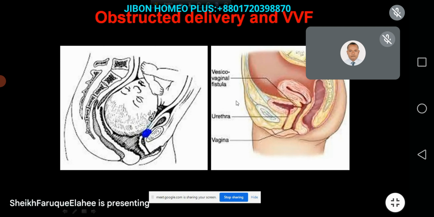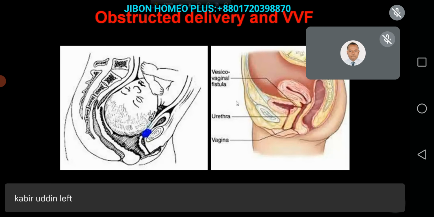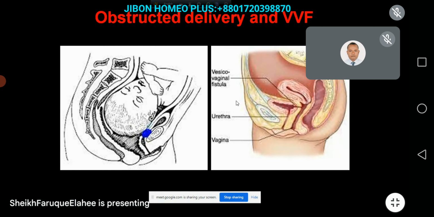Now, if a lady comes to you and says that she delivered a baby 1.5 months ago, and after delivery she started passing urine involuntarily and cannot hold the urine anymore, this may be one of two cases. Either true incontinence or false incontinence. False incontinence means there is no fistula, but the sphincter is loose. This urethral sphincter is loose. So when the patient coughs or sneezes, then urine passes.